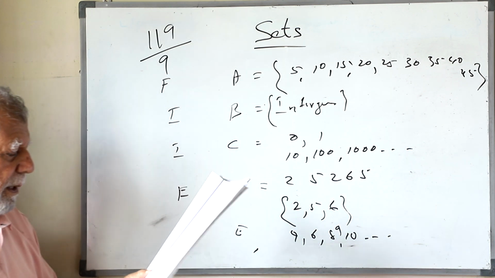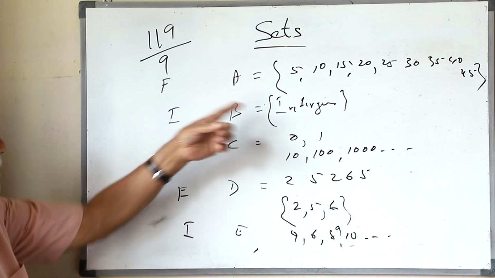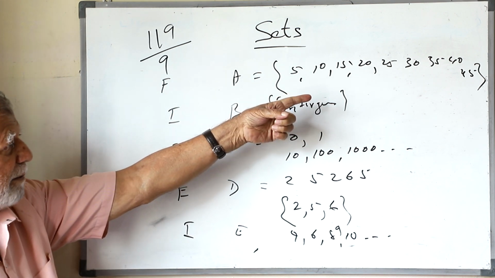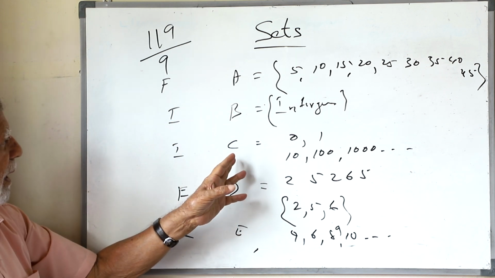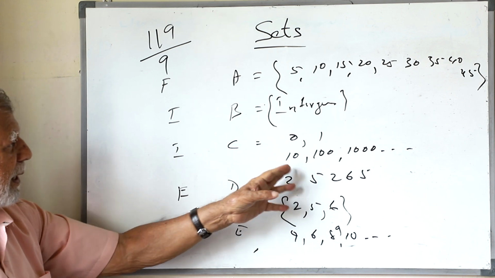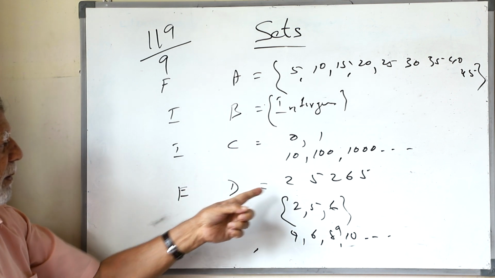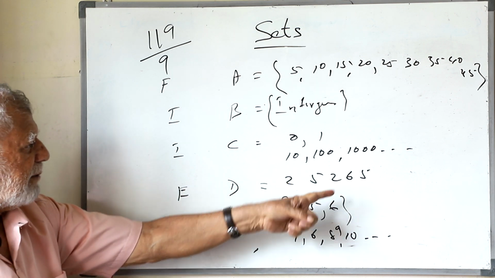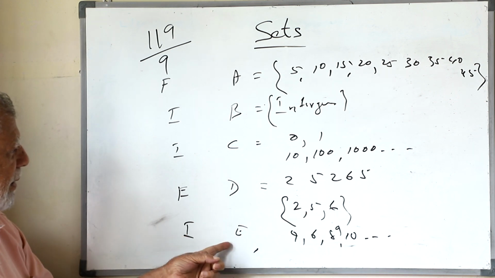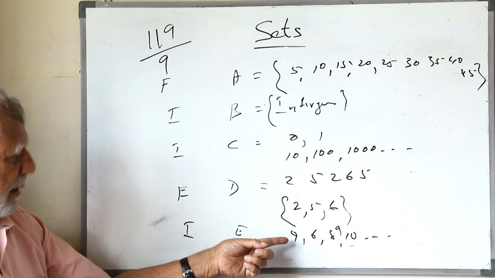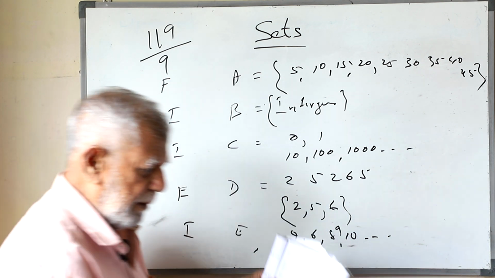So out of the letters given there, first one A is finite because the elements are limited. B is infinite integers, we don't know how far it goes. C is also an integer, the numbers go 10, 100, 1000 and go on, infinite. F is finite because out of the numbers 25, 265, the digits are 2, 5 and 6. And I is also infinite because the not prime numbers are 4, 6, 8, 9, 10. Look at the next question.